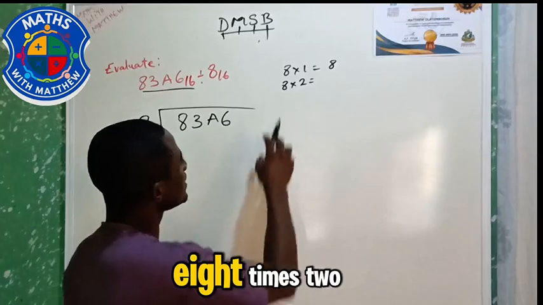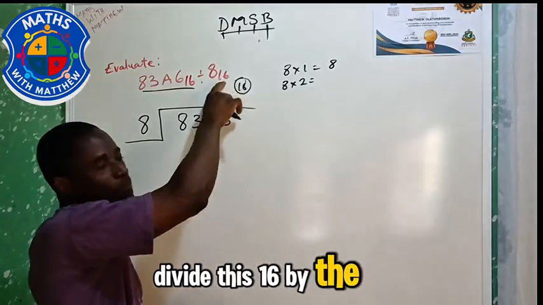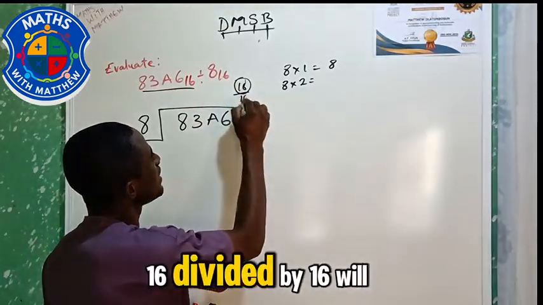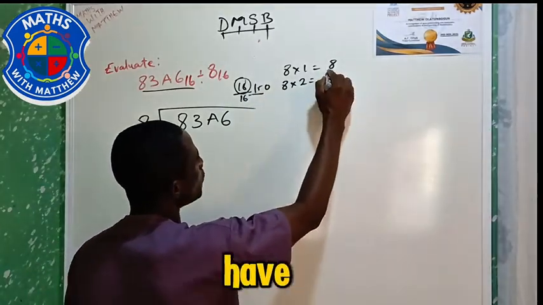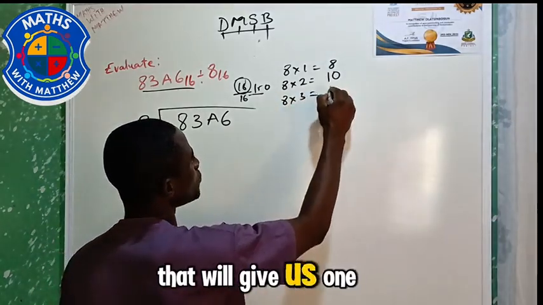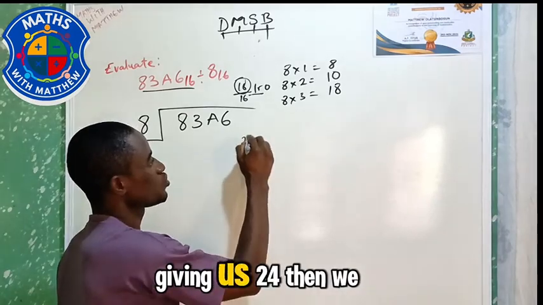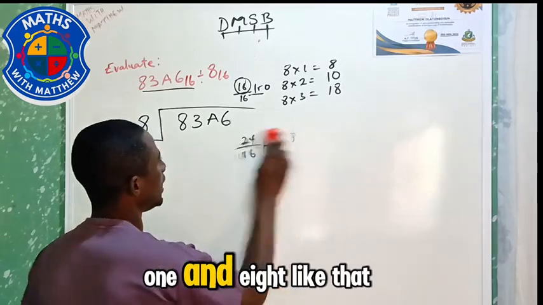So 8 times 2 gives us 16. Then we divide this 16 by the base we are working with. 16 divided by 16 gives us 1 remainder 0, so we now have 1 and 0. Do you get that now? If you do 8 times 3, that gives us 24. We divide it by 16, which gives 1 remainder 8. That is why we have 1 and 8 like that.